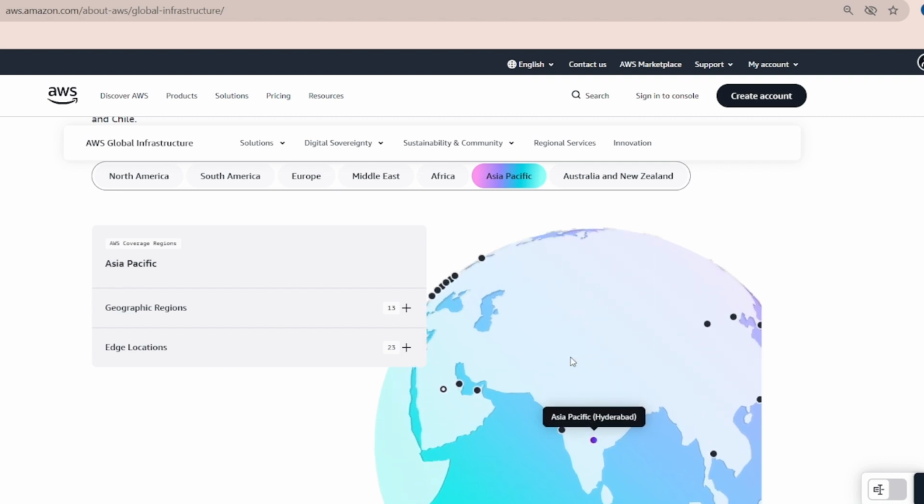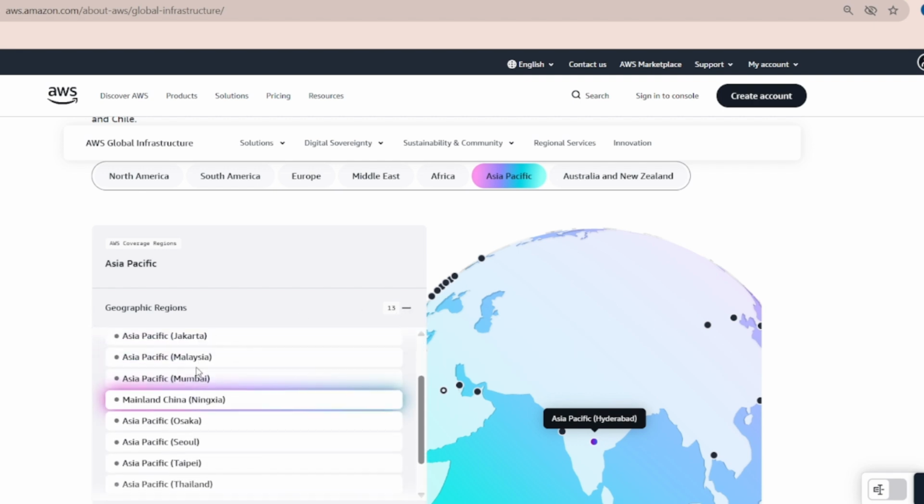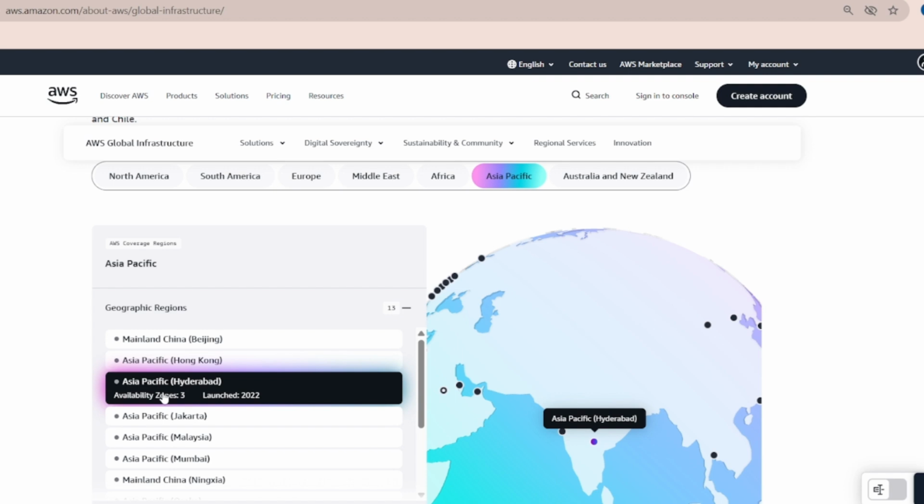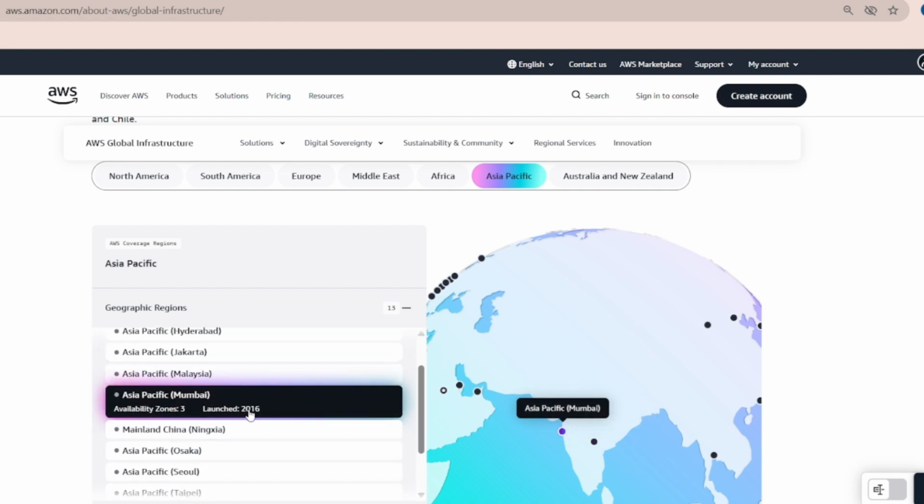If I open this Hyderabad, you can see in Hyderabad there are three availability zones. So within this Hyderabad, we have the three availability zones, and it was launched in the year 2022. Likewise, if you see Mumbai, Mumbai also has three availability zones. It was launched in the year 2016.